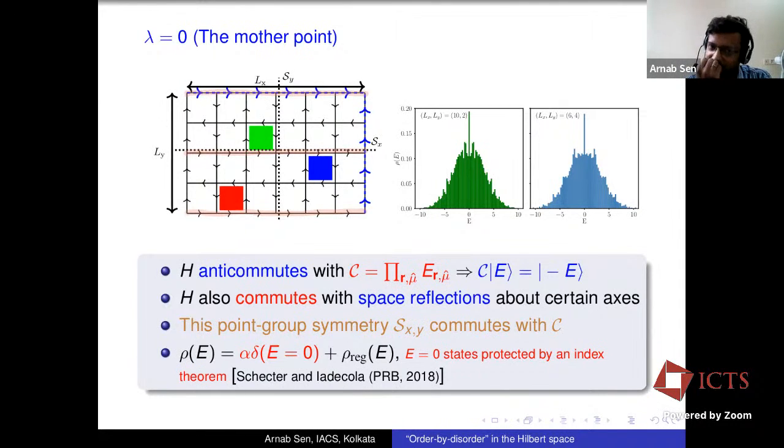So let's first focus on the mother point where the index theorem is true. So I go to lambda equal to 0. At lambda equal to 0 in the computational basis of SZ, this is a purely off-diagonal matrix for the Hamiltonian, right? So the crucial feature is that at lambda equal to 0, the Hamiltonian commutes with a certain chirality operator. And I have just tried to indicate this chirality operator pictorially for the quantum link model here.